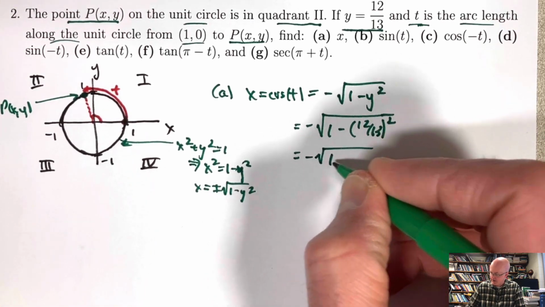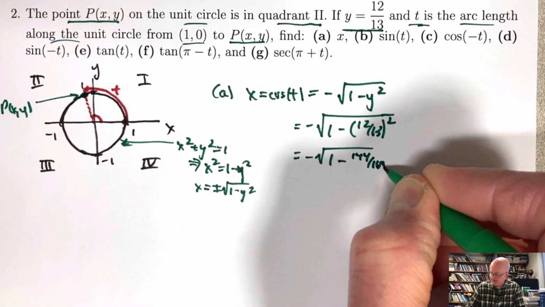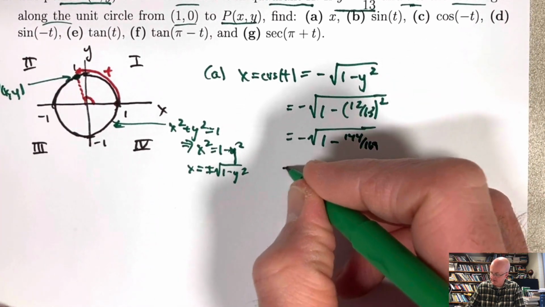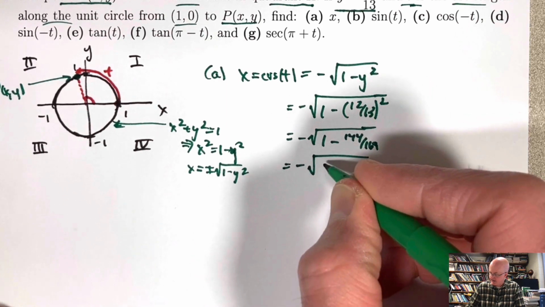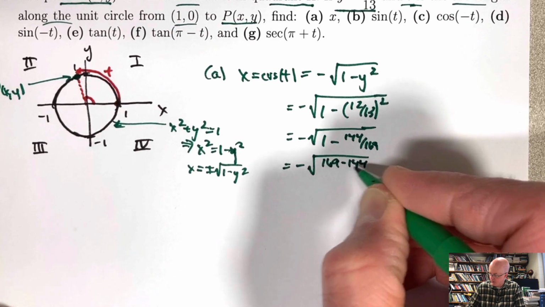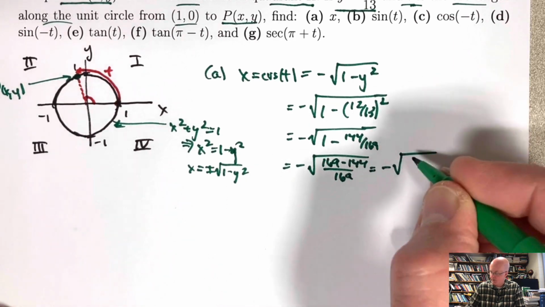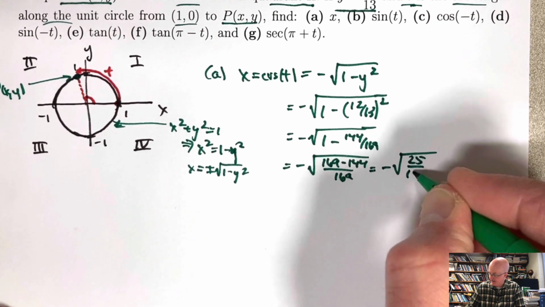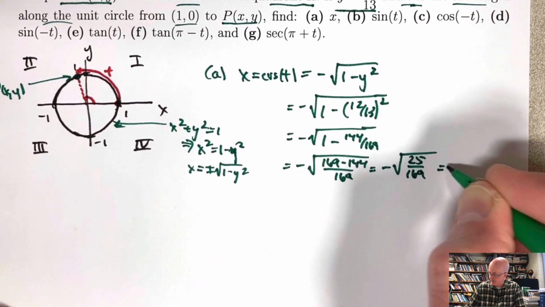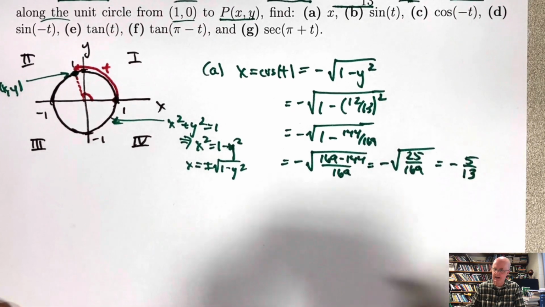So what do we get here? Do that squaring. We get 144 over 169. I got to get a common denominator there of 169. Ultimately, I get 169 minus 144 over 169. 169 minus 144 is 25, and there we have it. That fraction is a perfect square of 5/13. Just keep carrying the negative sign along.